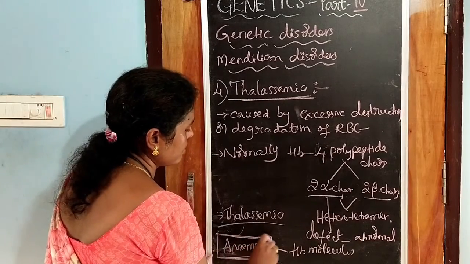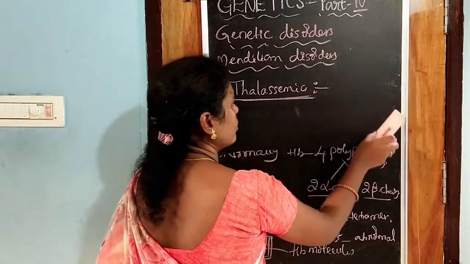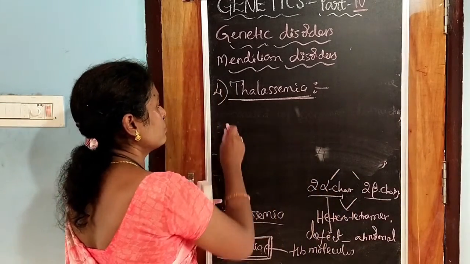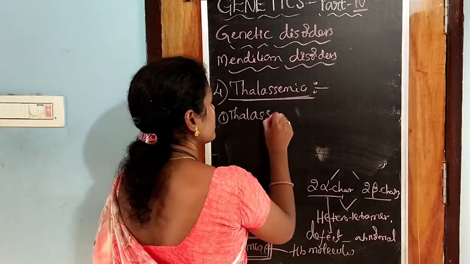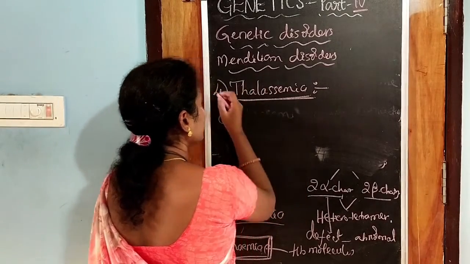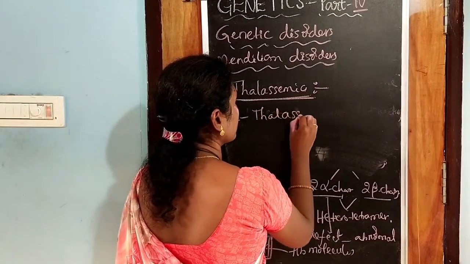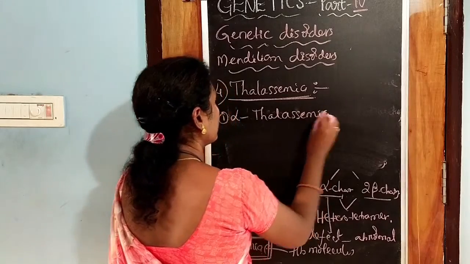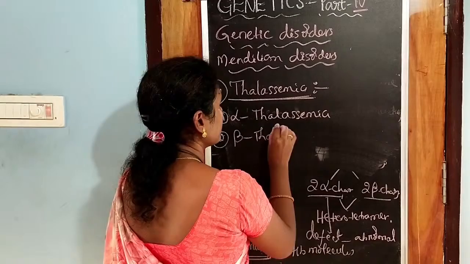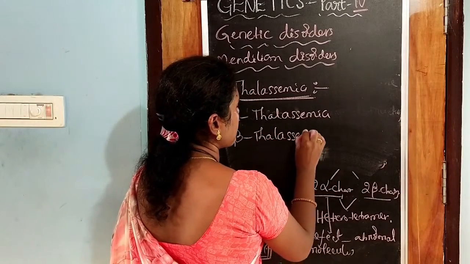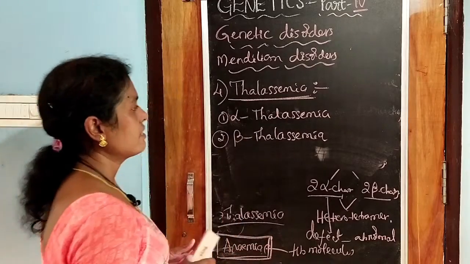So thalassemia is classified into 2 categories, so 2 types. The first is alpha thalassemia, and the second one is the beta thalassemia. Alpha thalassemia and beta thalassemia.